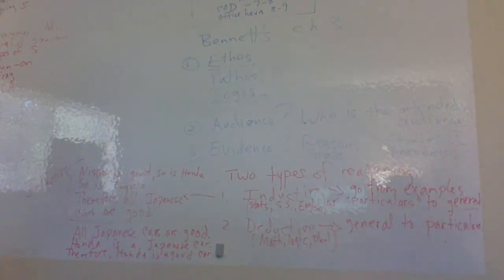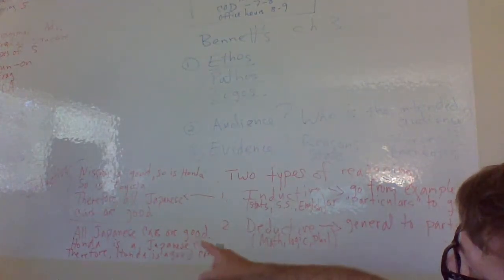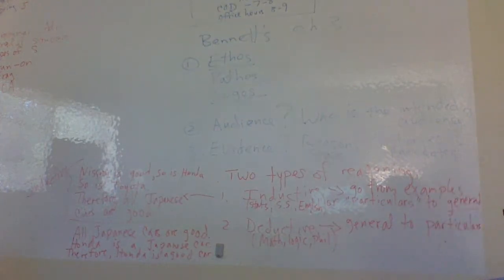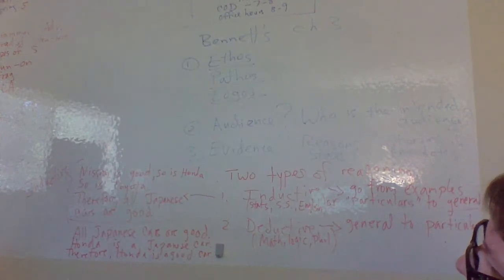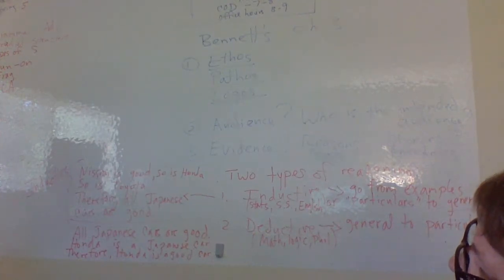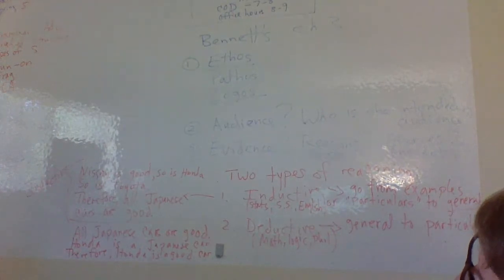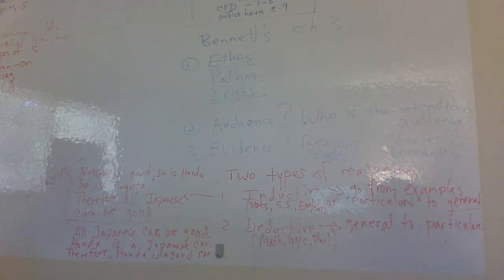So what's an example of deductive reasoning? All Japanese cars are good. So that's your first premise or assumption. Second assumption is Honda is a Japanese car. That's not really too controversial, other than the fact that they probably build as many Hondas in the U.S. now, in Alabama or wherever, as in Mexico. I think some of the SUVs are actually built in Mexico, unless you get the top-notch CRV.